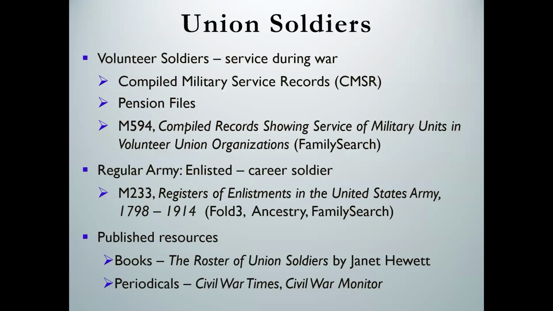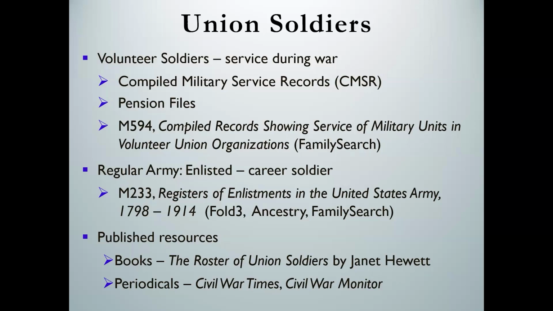Okay, so Union soldiers, again, they compiled military service records. And again, if Fold3 doesn't have them, you can request them through the National Archives. They have pensions, which we will get into more detail in a little bit, because pensions can be a little questionable sometimes. There's also a set on FamilySearch, a National Archives film, compiled records. Basically, this is what we saw on Fold3, but they're also on FamilySearch.